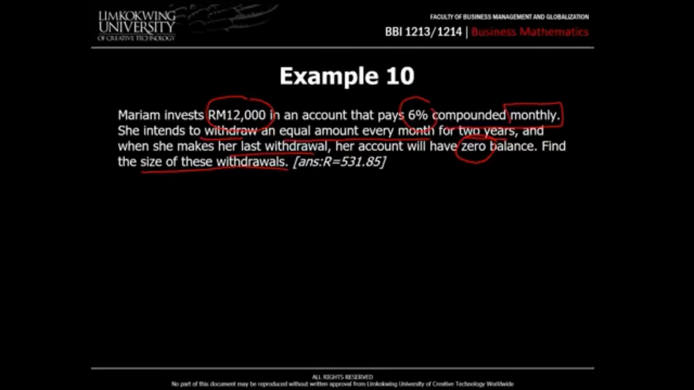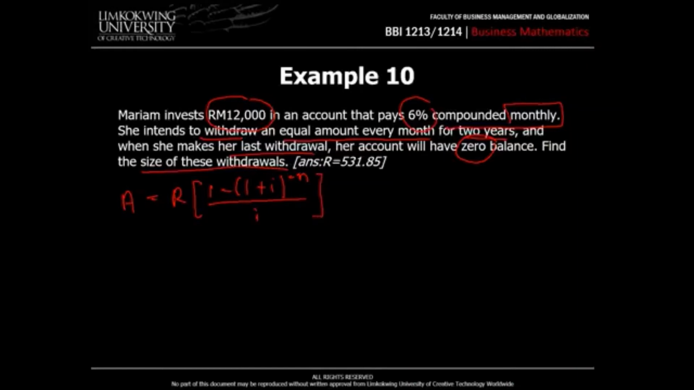Okay, but right now, which formula do we have to use? S or A? Mariam invested 12,000 in an account. So this one means what? Present value. So if present value, then we have to use the formula of A. A is equal to R times 1 minus 1 plus i to the index of negative n, divided by i.